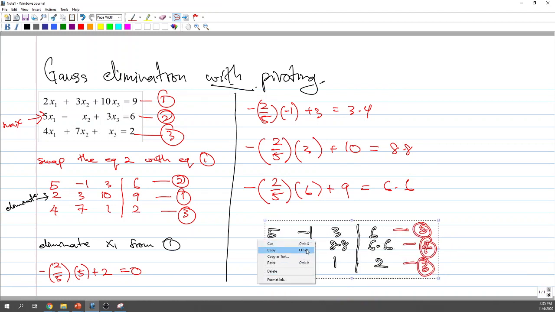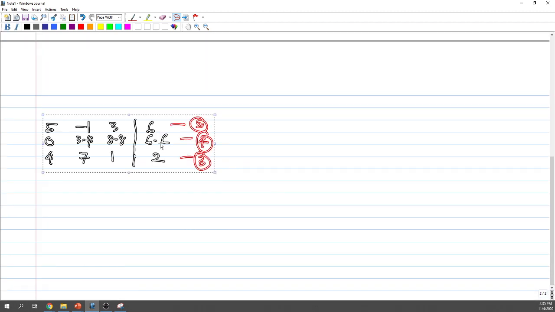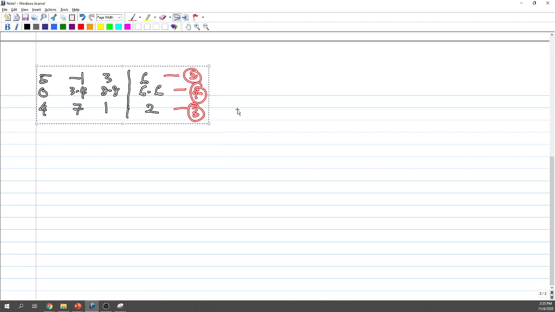Okay, kita copy and then kita go to the next page and then we paste. Okay, so kita dah dapat the new equation. Okay, and then kita nak eliminate this form di this one lah. Okay, eliminate, kita nak eliminate kan dia lah.